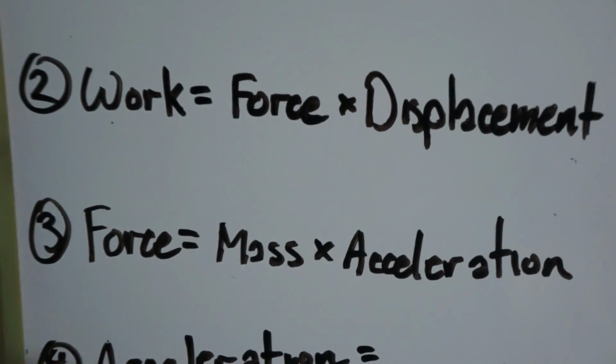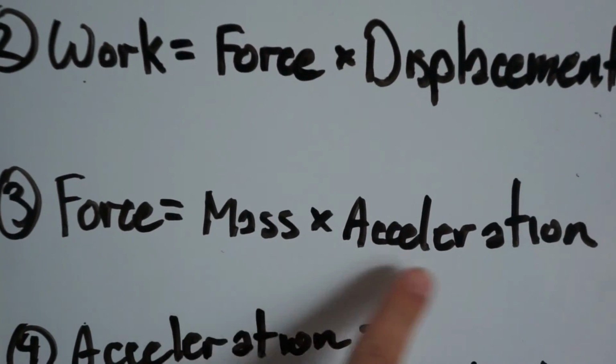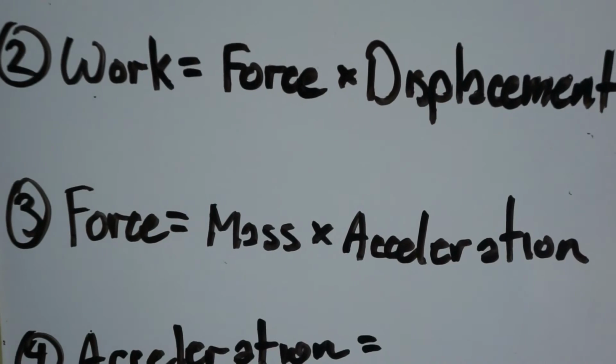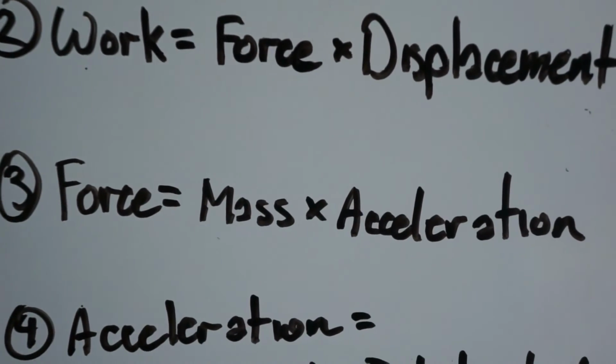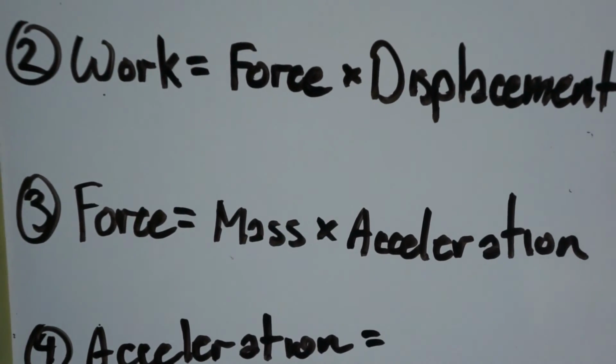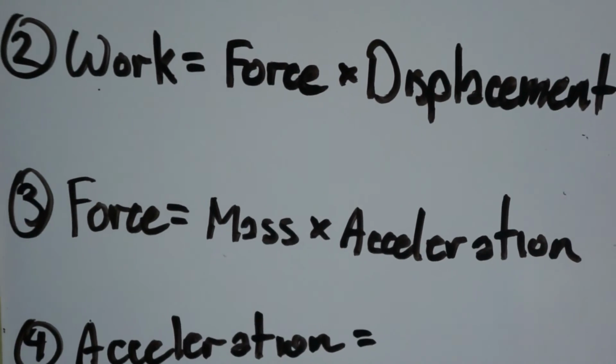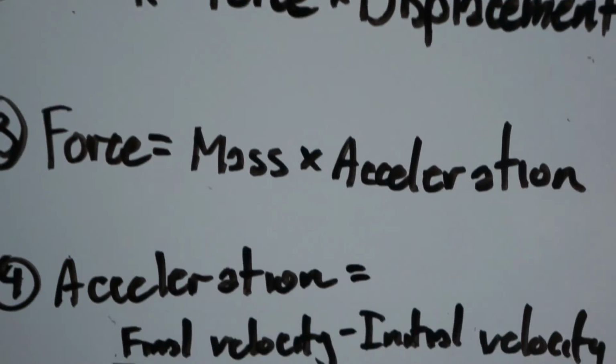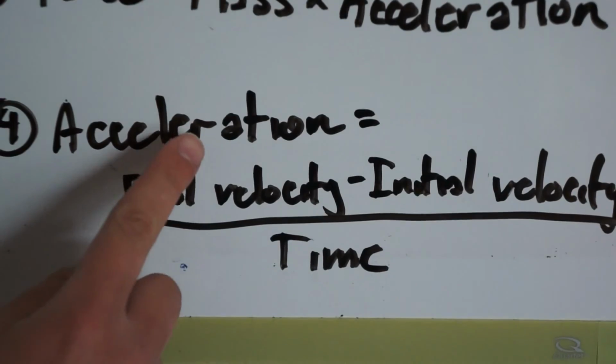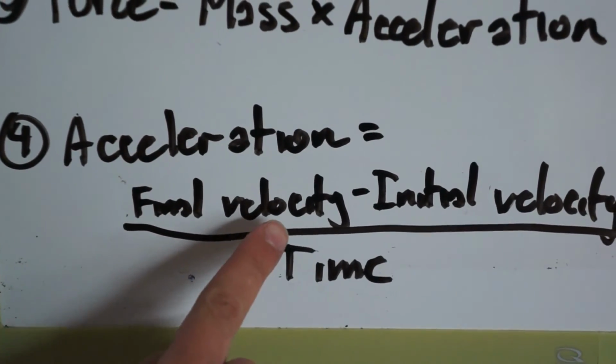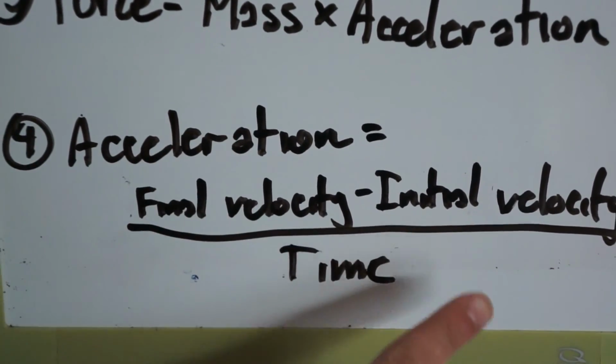The third equation is force equals mass times acceleration. More force is present when a heavier object is being moved, even more so when its acceleration is faster. And finally, the last equation, acceleration equals final velocity minus initial velocity over time.